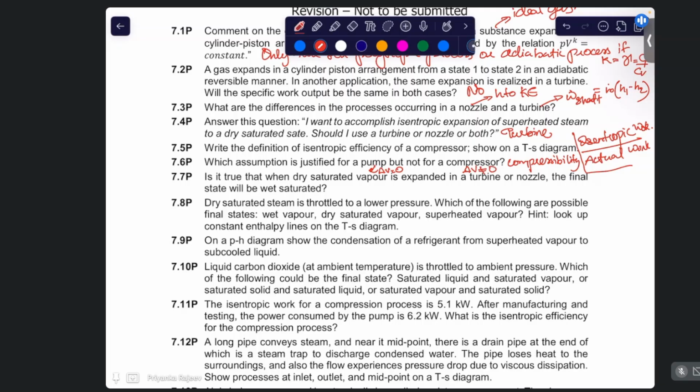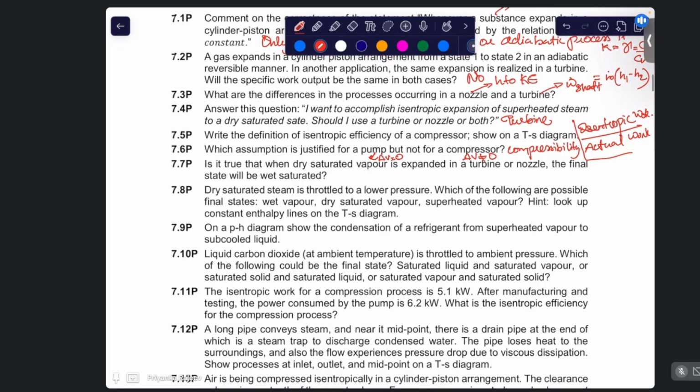Is it true that when dry saturated vapor is expanded in a turbine or nozzle, the final state will be wet saturated?